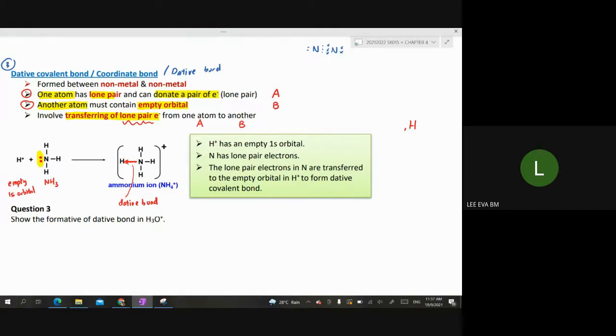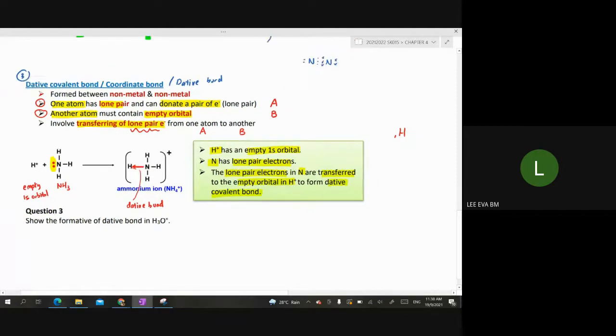Now we'll look at the explanation to make sure you understand this. You need to explain who has the empty orbital. H plus has an empty 1s orbital, an empty space to accept that lone pair. There must be an empty space before we can accept it. Then nitrogen has a lone pair, so it can donate. One is the donor, one is the acceptor. So the lone pair electrons in N are transferred to the empty orbital in H plus, and this forms our dative covalent bond.